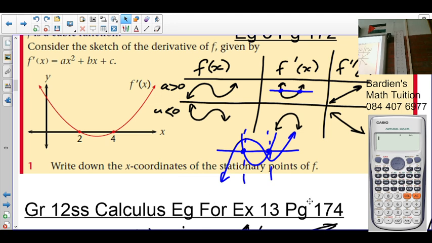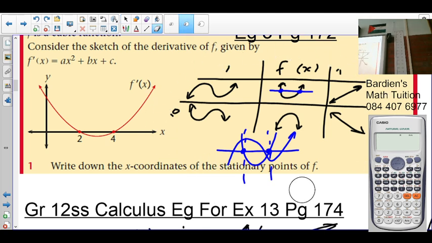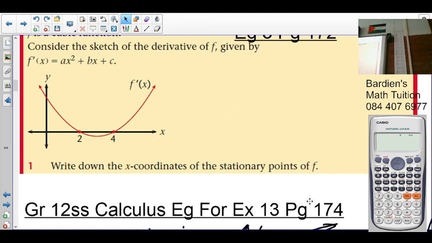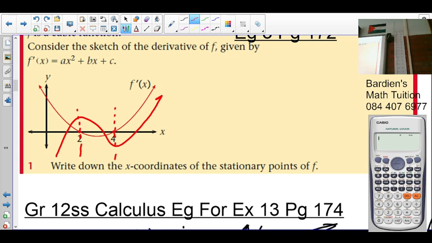So if I look at this graph, now I can take this off. That's now explained. The question says, write down the x-coordinates of the stationary points of f. In other words, that is where the graph is going to turn. The graph is going up, then down. So what are stationary points? Turning points. So number 1: x is equal to 2 and x is equal to 4.